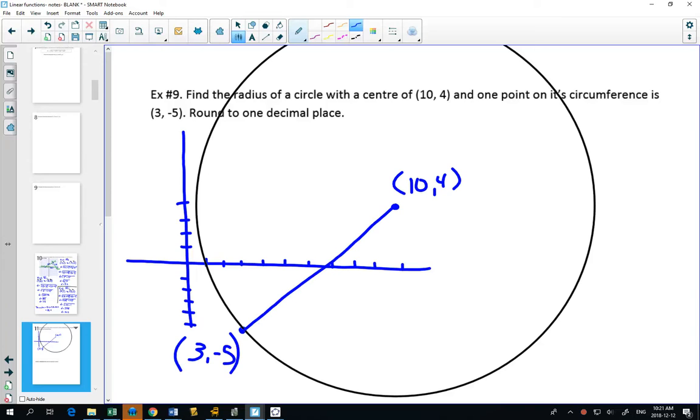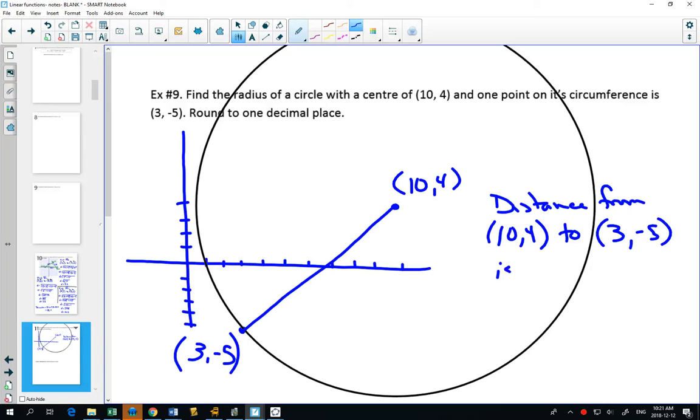It's going to be that length from that point to that point. And if I want to find the length between those 2 points, can you see that we're going to use our distance formula? You could draw a triangle and do a squared plus b squared equals c squared. That would be fine. Anytime you want to do that, that's not wrong. But we want to find the distance from 10, 4 to 3, -5. That will be the radius.